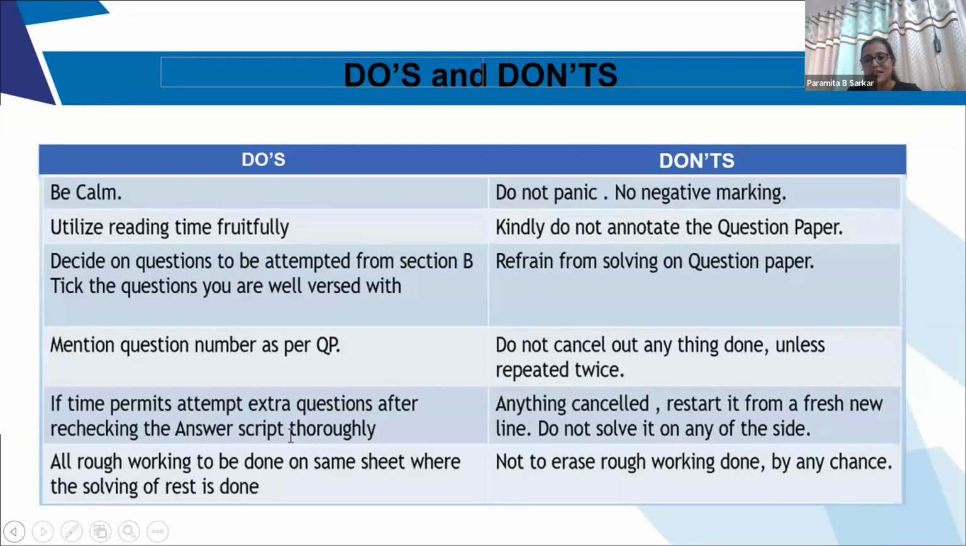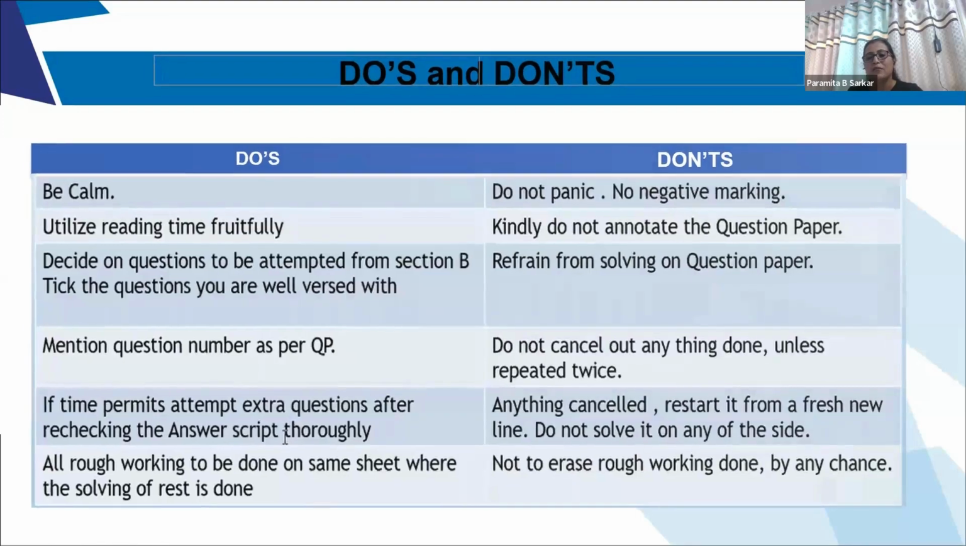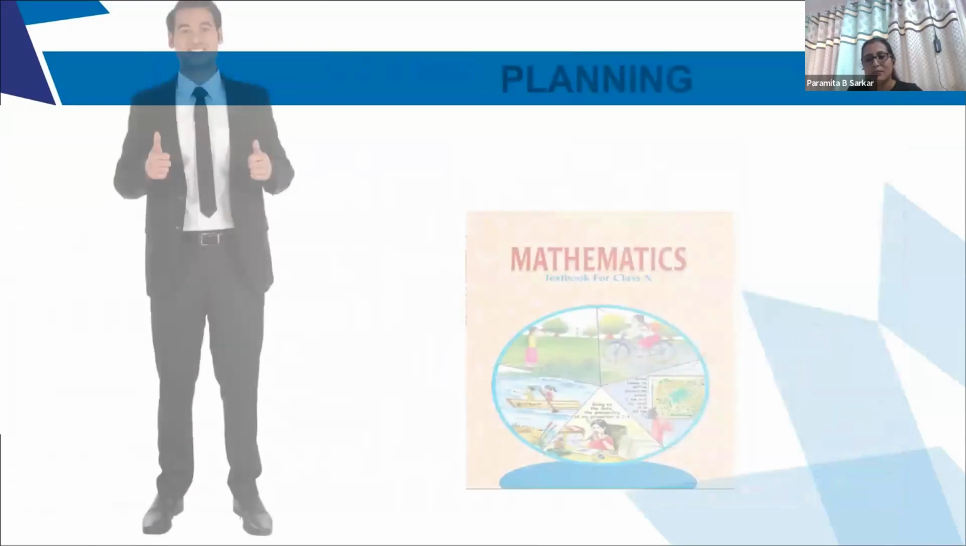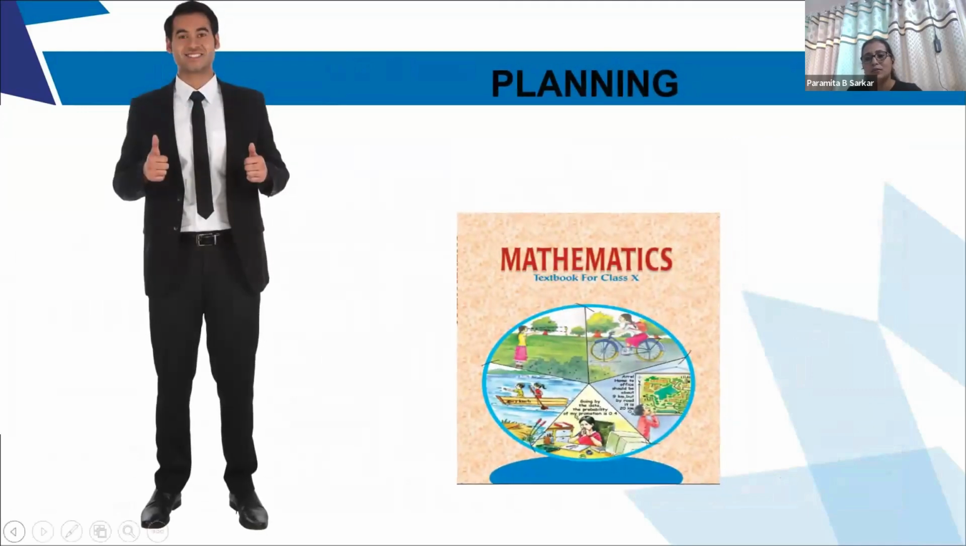Suppose there is question number 5 and you have doubts, solve it. If you still have doubt, strike it out and solve it again. But for question number 5, don't write both option B and C as correct. No marks will be awarded for that MCQ. For 2 marks, 3 marks and 5 marks questions, show all the workings step by step. Now, moving next, planning.